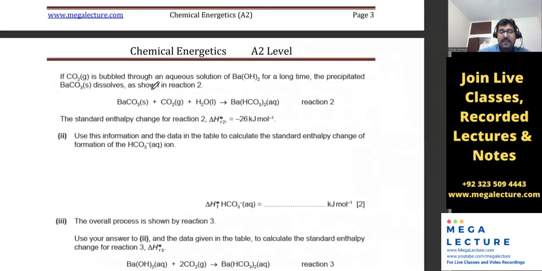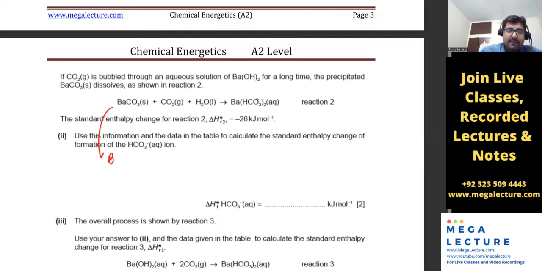The next one, same question again. It's just saying that the standard enthalpy change for reaction 2 is already given to you. There's this reaction now. The enthalpy change for reaction number 2 is already given to you. So again, first I'm going to rewrite what they're now asking for, which is to use the information to figure out the enthalpy change of formation of HCO3 minus. So I'm going to do the same thing. I'm going to rewrite this first.